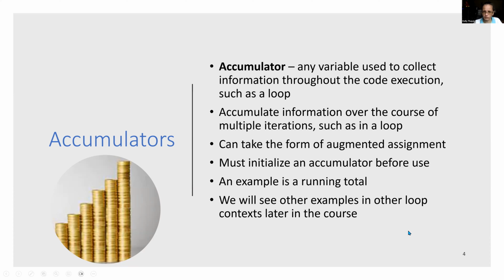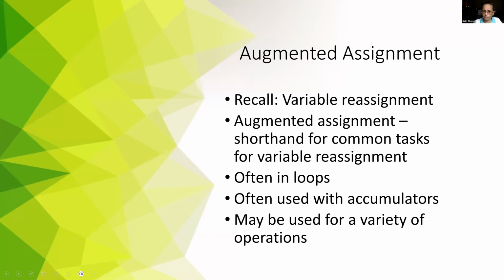Next, we're going to talk about augmented assignment. Remember, we had talked about variable reassignment. A variable gets assigned its initial value, and that causes it to go into the variable table. So variable reassignment means when the variable is already in the variable table, we may wish to update that value to be something new. Augmented assignment is a kind of variable reassignment, and it has a shorthand form common for tasks that are often done.